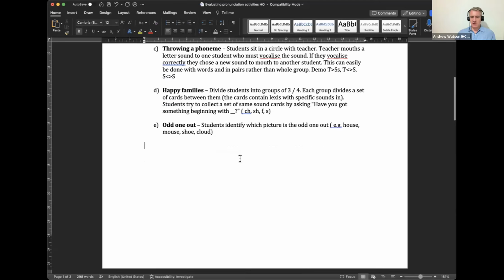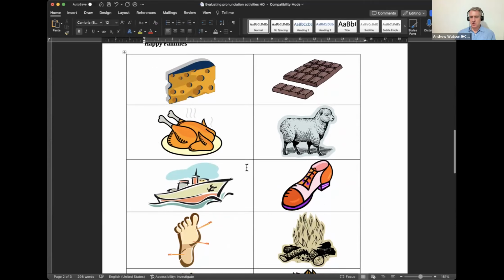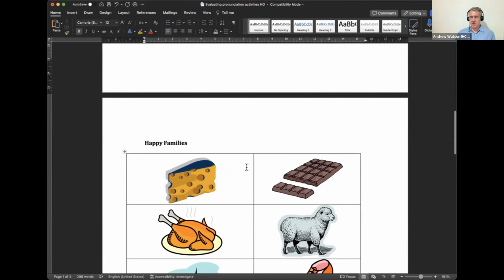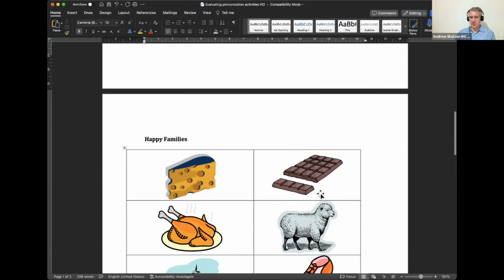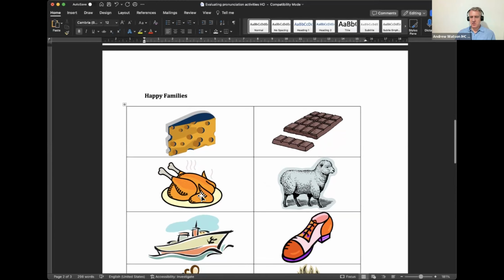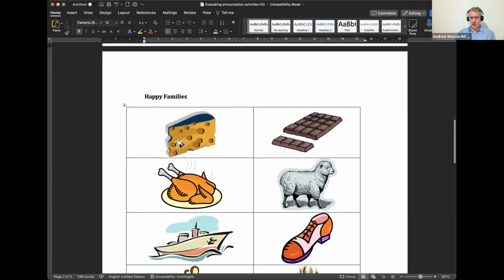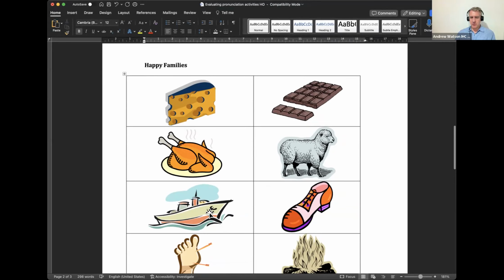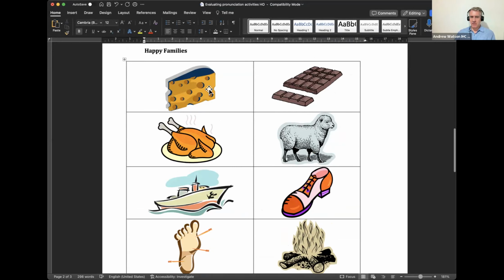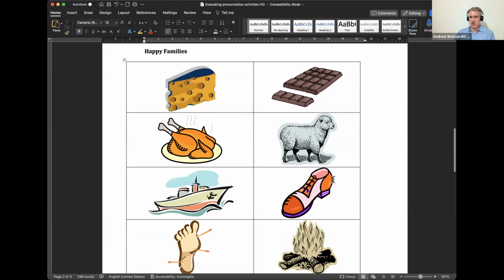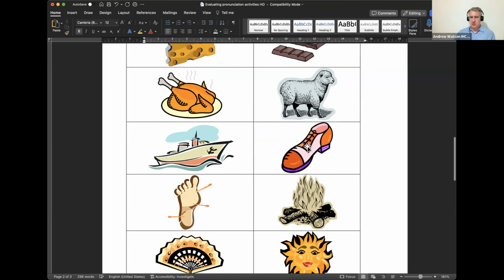Okay, so there we've got the actual cards. This is happy families. So they've got to collect groups with the same sound, right? So there you've got cheese, chocolate, chicken, and then you've got sheep, ship, shoe. So the first three have the same sound, which is ch, and sheep, shoe, and ship have sh.